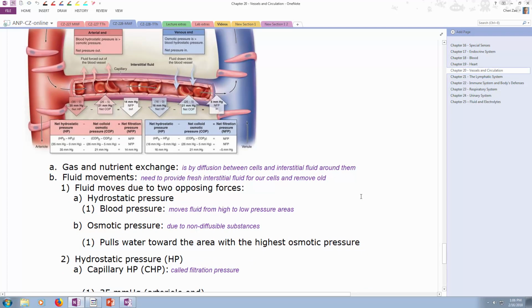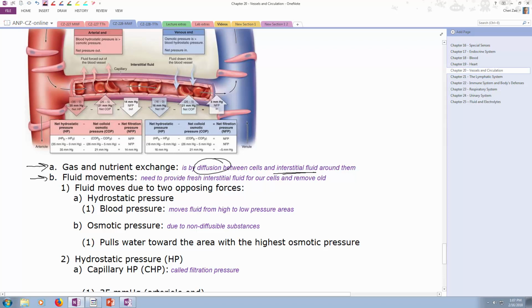So with that in mind, now let's take a look at the written notes. Gas and nutrient exchange is by diffusion between the cells and the interstitial fluid around them. So we have to get the stuff into the fluid around the cells in order for it to get into the cells, and also vice versa to get it out.